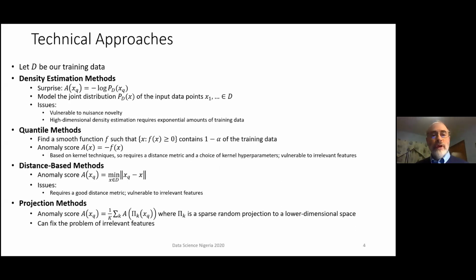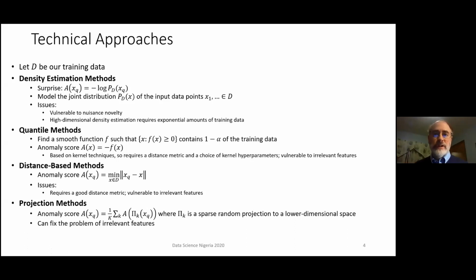So there are basically four different approaches to developing algorithms for anomaly detection. We'll go through the high level idea here, and then we'll drill down on each of them. We're going to let D represent our training data, and I will assume that these are vectors in D-dimensional space, so they would be images or vectors of features or something like this.